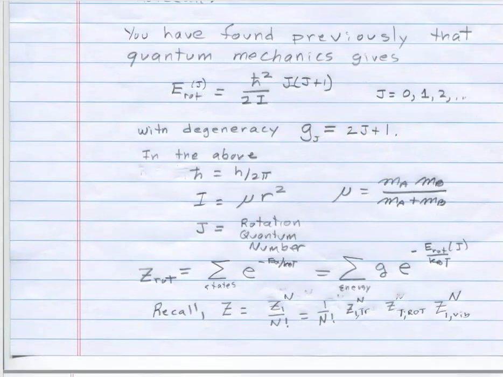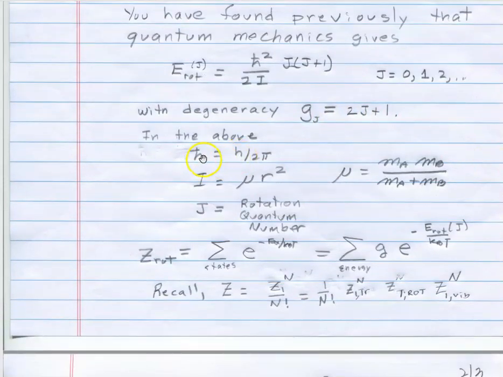In the above, just to set my notation, I'm not real familiar with the notation necessarily that you guys have used, since I wasn't there in previous lectures. But I use h bar to be h over 2 pi, so I'll use that symbol. Remember, the rotational inertia is the reduced mass for these diatomic molecules times the bond length squared. Okay? And the reduced mass is the mass of A times the mass of B divided by the mass of A plus the mass of B.